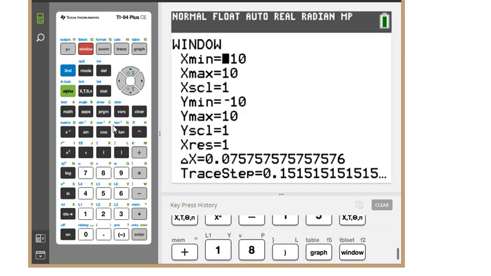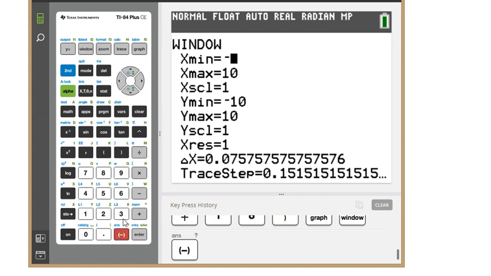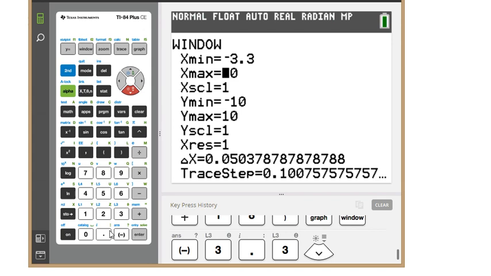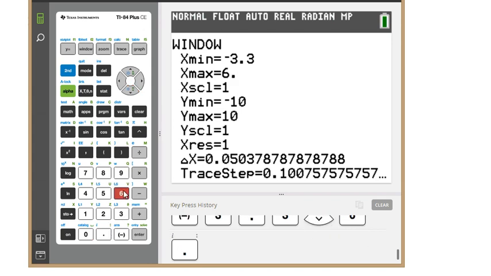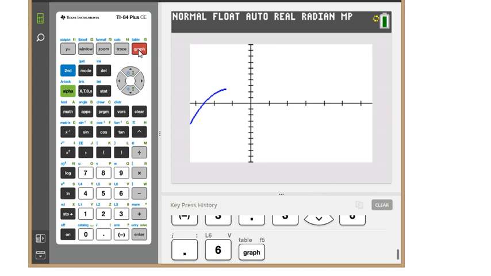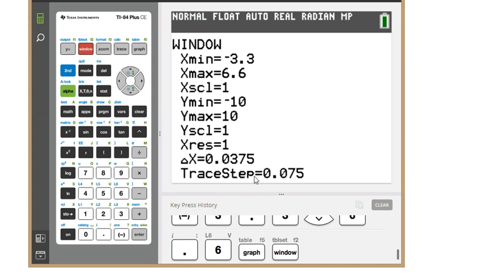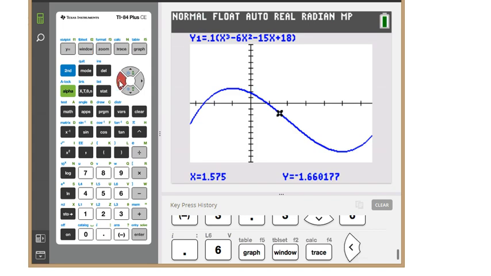If we get a window, I'm going to go for the friendly window of negative 3.3 as our x minimum. Our x maximum is going to be, I think, 6.6. You're going to see, I hope, why I did this. So let's look at that window again. Trace step 0.075. That should say something. So we're going to trace, and we go over to the left, right at this maximum.